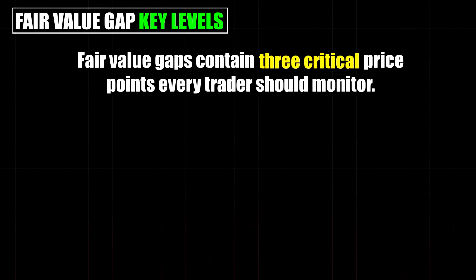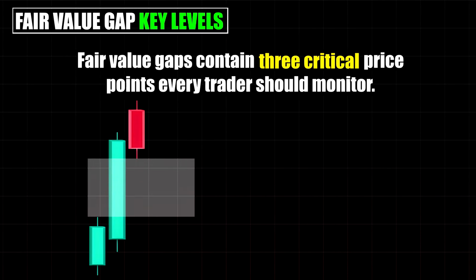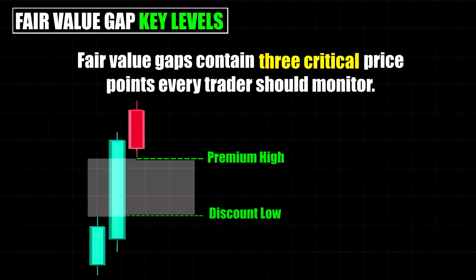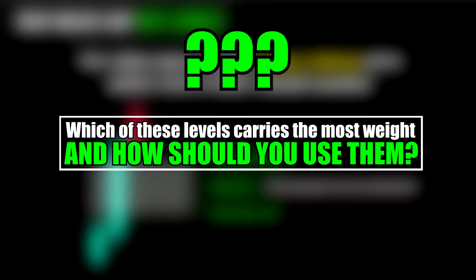Within any fair value gap, there are 3 critical price points every trader should monitor: the premium high, the top of the gap; the discount low, the bottom of the gap; and the midpoint, also known as the consequent encroachment. Now you might be wondering, which of these levels carries the most weight and how should you use them?